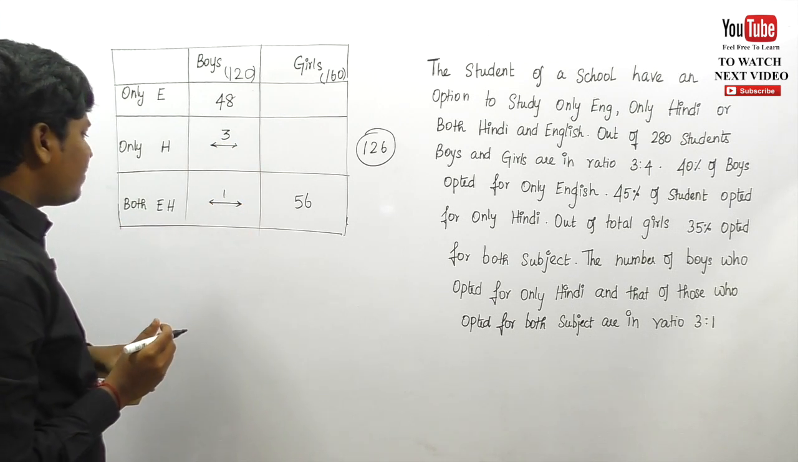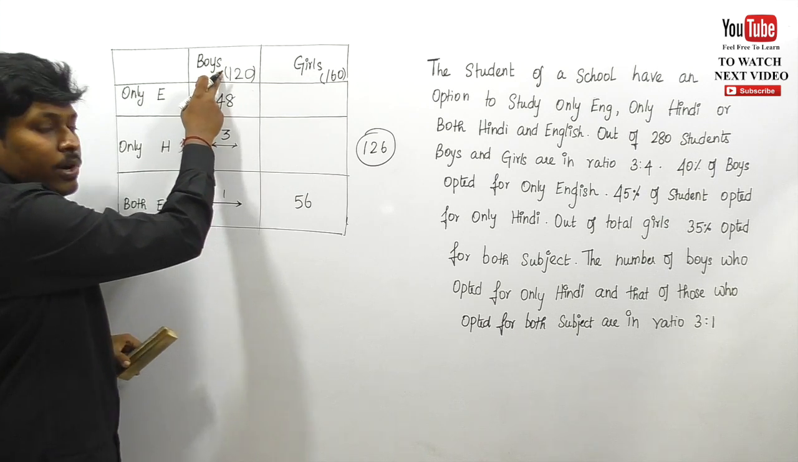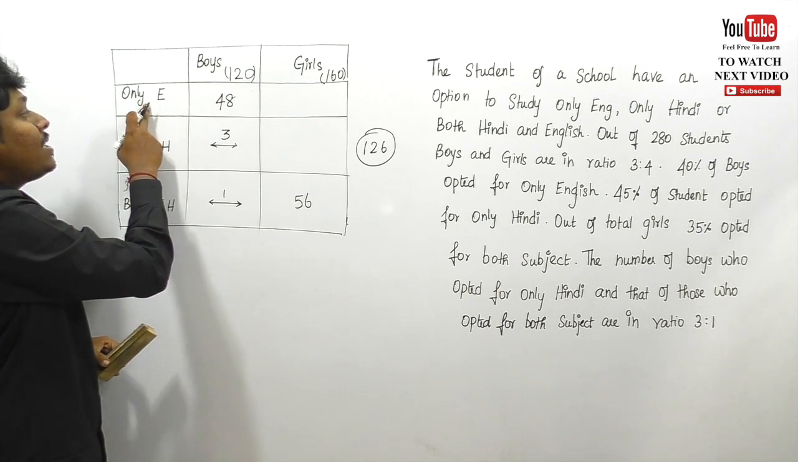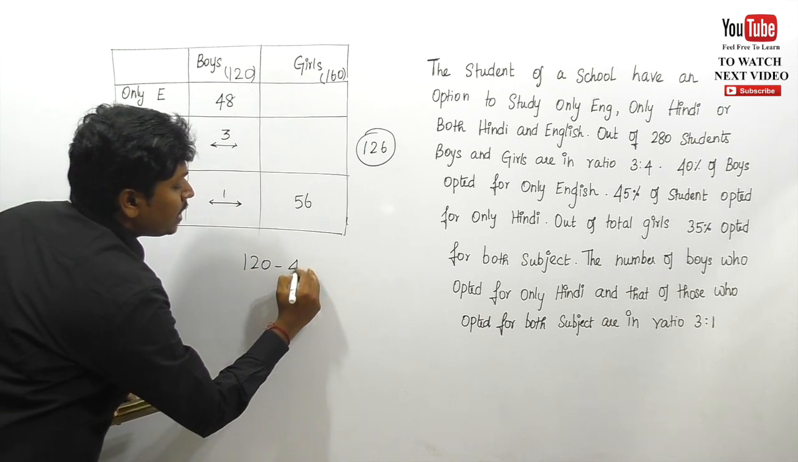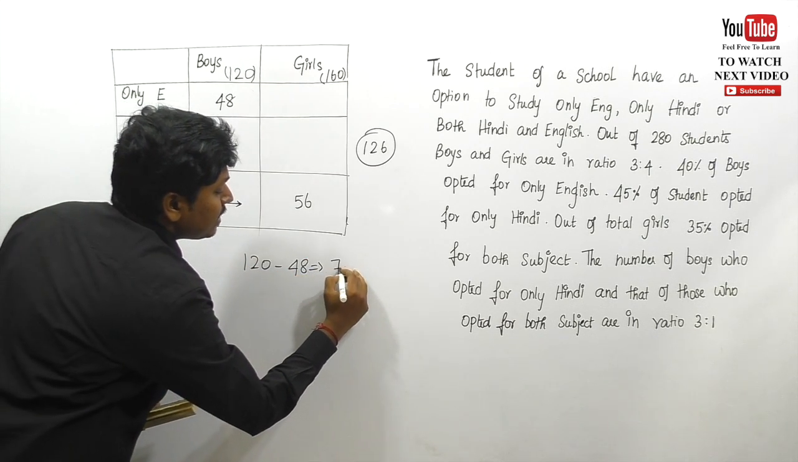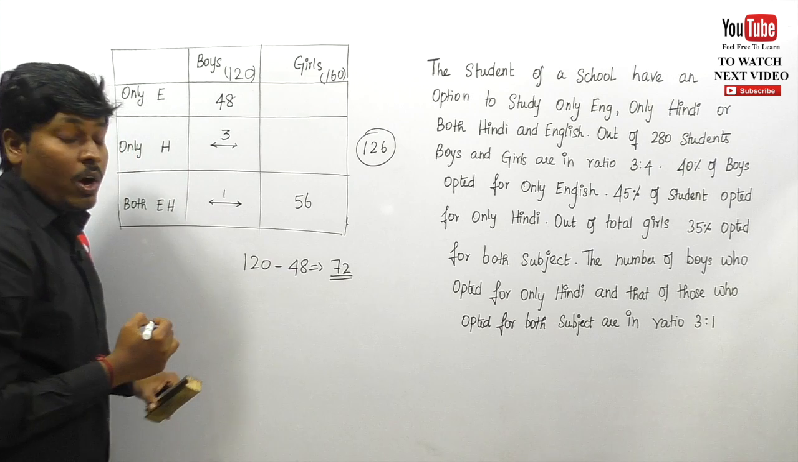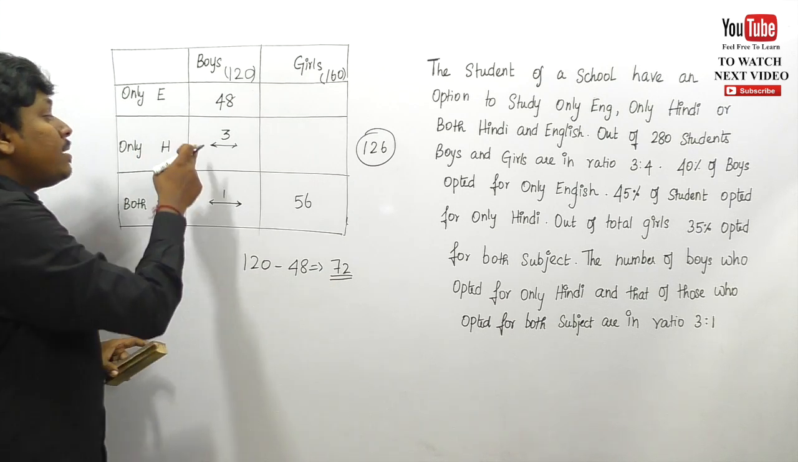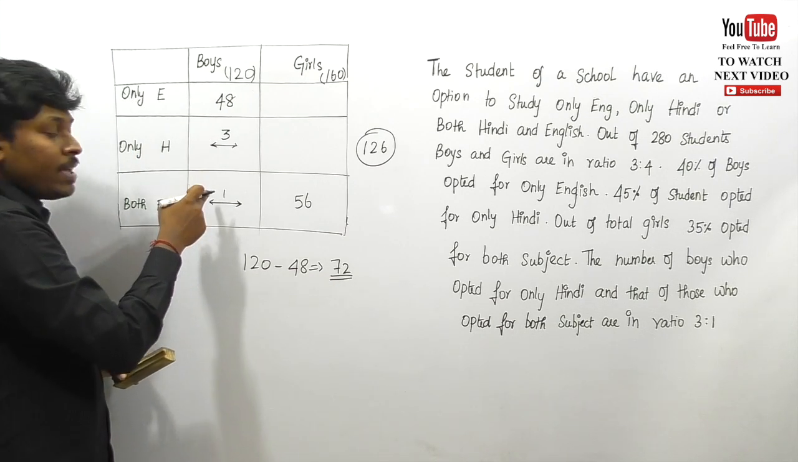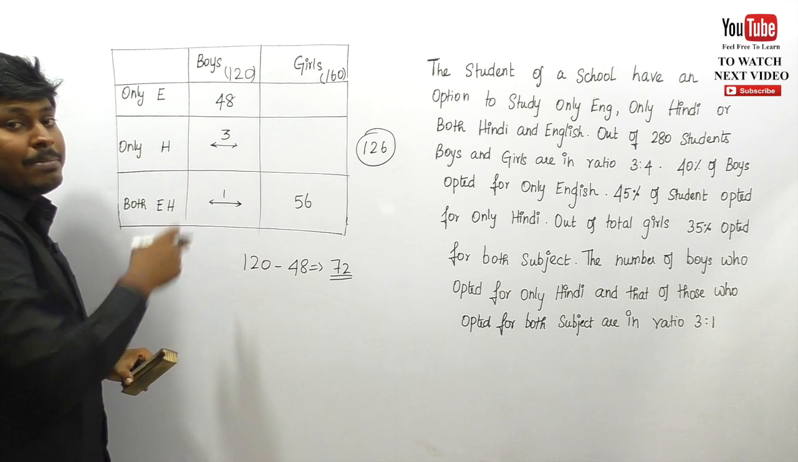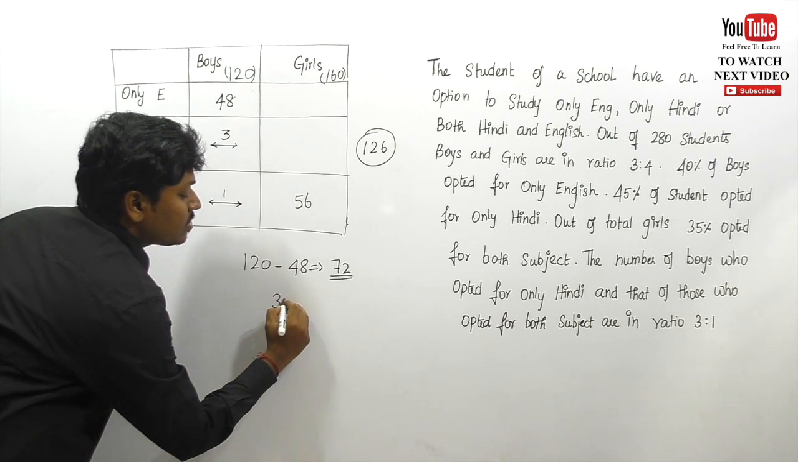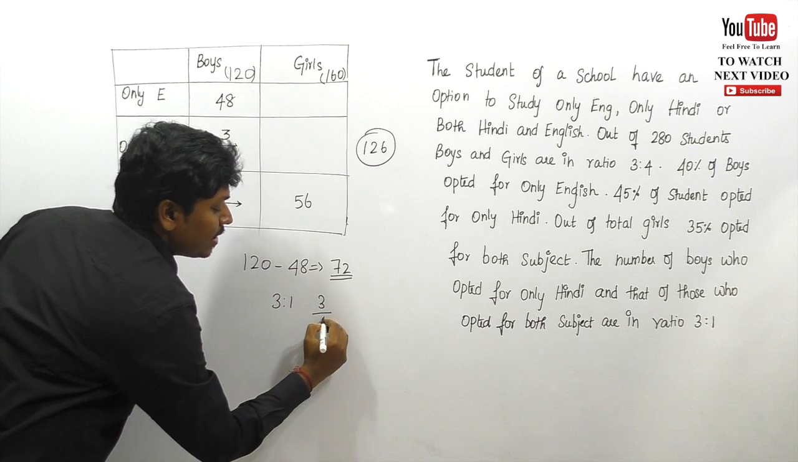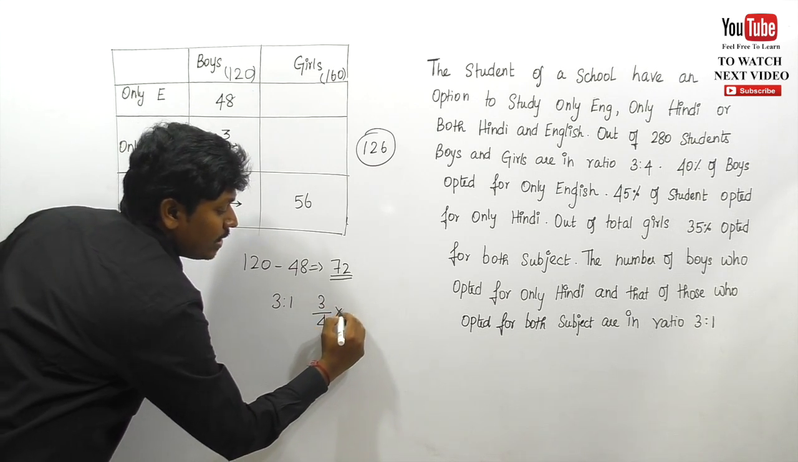So friends, listen carefully. We know that the total number of boys is 120 and the number of boys studying only English is 48. So let me subtract 120 minus 48. Friends, can you understand this? So I can say that 72 is remaining. Out of this 72, the boys are in a ratio 3:1. So let me find how many boys opted for only Hindi. We know that the ratio is 3:1. So 3 divided by total ratio 4, into 72.